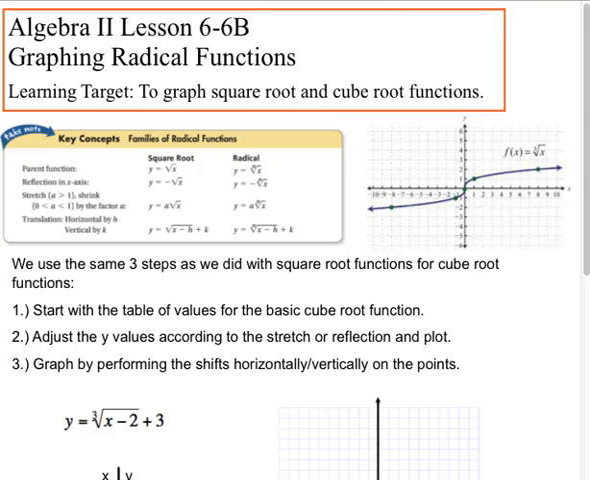Welcome back. We're going to spend a second day talking about graphing these radical functions. Only today we're going to focus on cube roots instead of just square roots. So cube roots take a slightly different shape, have a slightly different parent function. If you note over here, they kind of look like this twisted S.